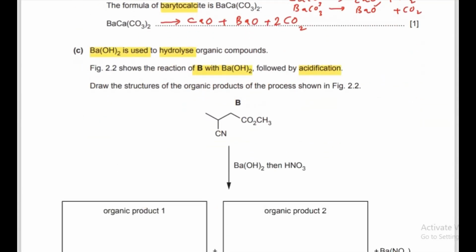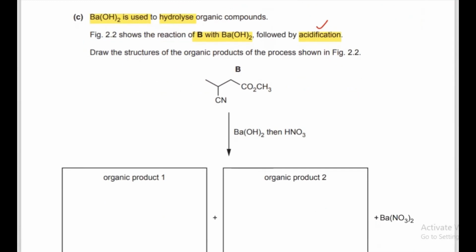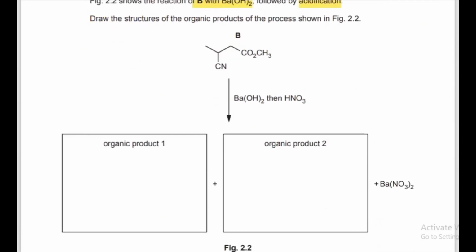The next part. So barium hydroxide is used to hydrolyze organic compound. It shows that this is the reaction between V and barium hydroxide followed by acidification. Now this contains two groups. This is a cyanide or a nitrile. You can say nitrile. Nitrile is better. And this is the ester. So this part is like this.